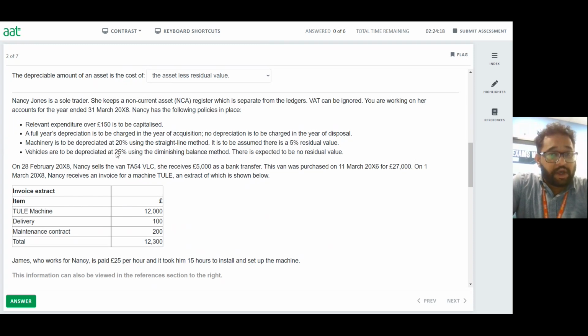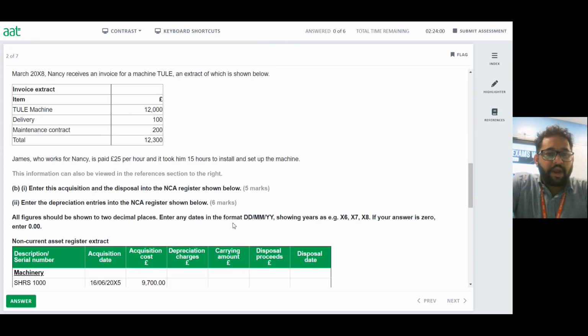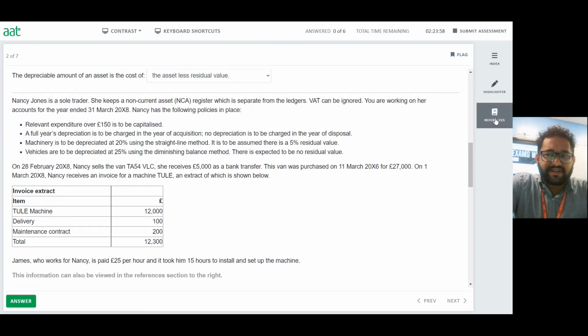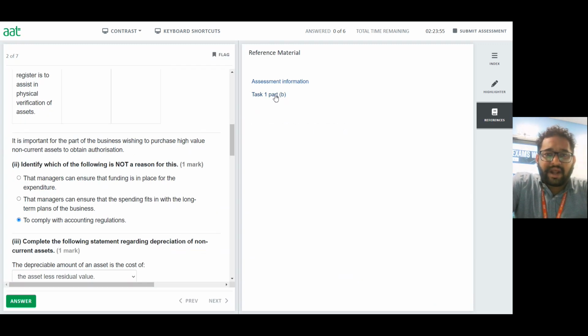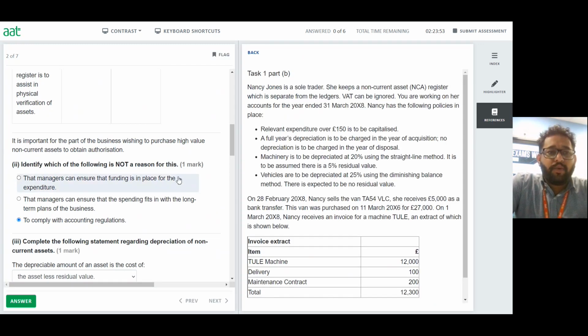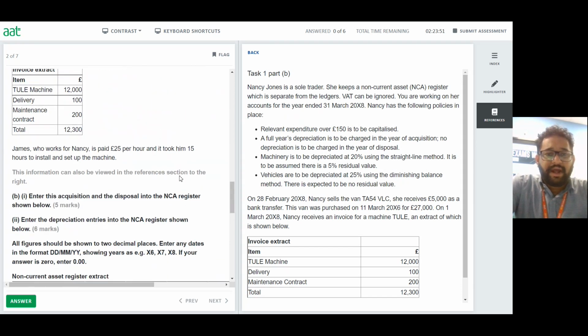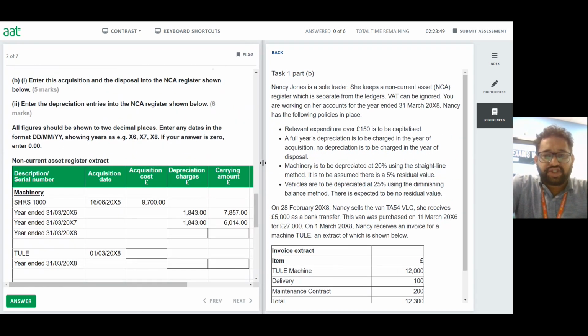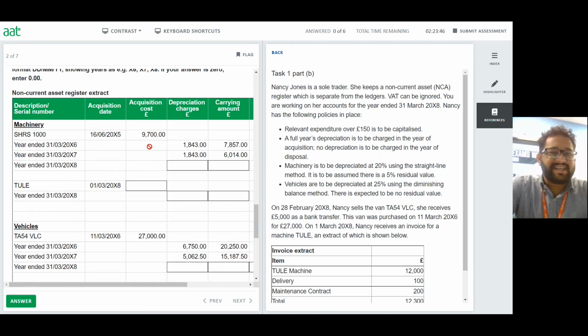This one on the vehicle, though, we are depreciating on the diminishing balance basis. In that case, it will only be used with your carrying amount. Carrying amount is going to be depreciated 25% every year. There is no expected residual value there. So that's absolutely fine. And they're talking about a van that was sold in the middle of the year. We have to look into that one. So this is where I'm going to show you this reference bit. If you click on the reference, you can click on this part here. You will be able to bring the question right next to your NCA.